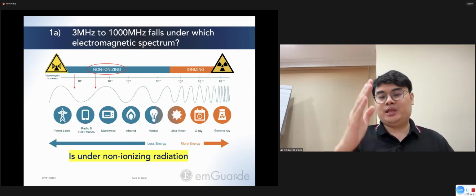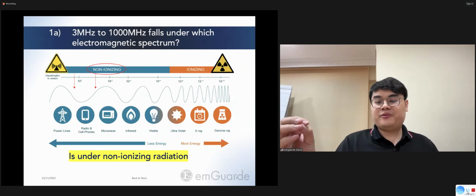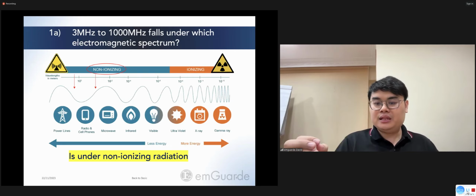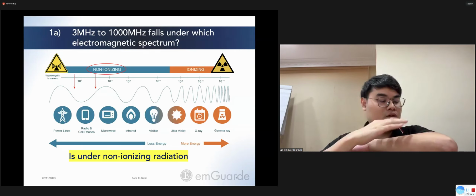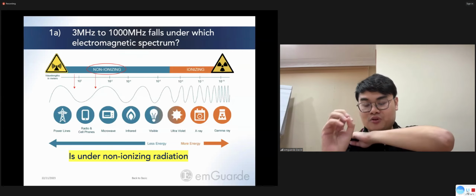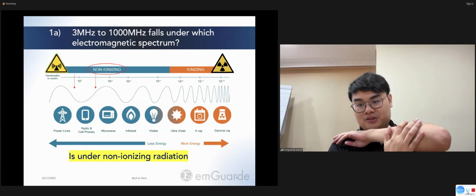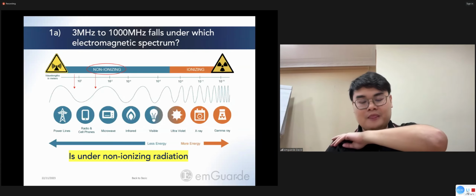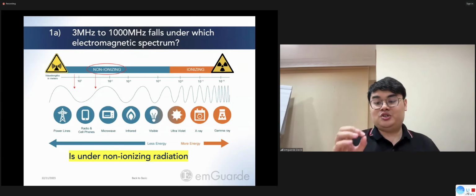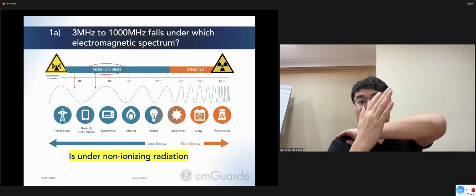Okay, now what's the difference between ionizing and non-ionizing? To put it in a very simple perspective, ionizing radiation will have sufficient energy to immediately destroy or manipulate, or make some changes to your biological cells. Meaning when you're exposed to this type of radiation, it can immediately affect your cells biologically. So this is ionizing. Now for non-ionizing, the definition is they have insufficient energy or power to immediately react or make any changes to your biological cells.